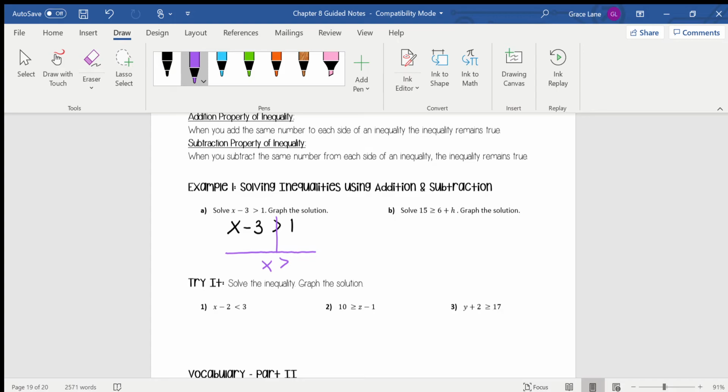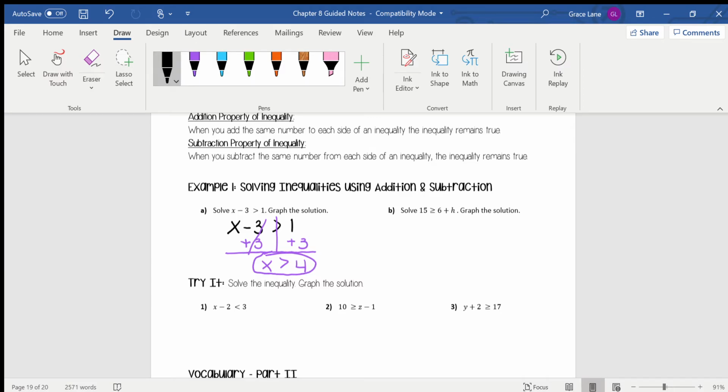And so the only way to get rid of this minus 3 is by doing the inverse or the opposite. So instead of minus 3, we're going to add 3. Whatever you do to one side, you do to the other. And so these cancel out, so that all that's left is x. 1 plus 3 is 4. And so the solution to this inequality is x is greater than 4.